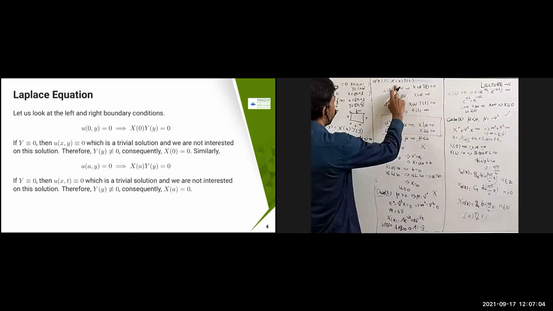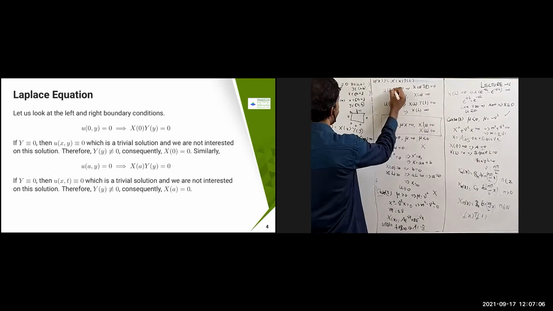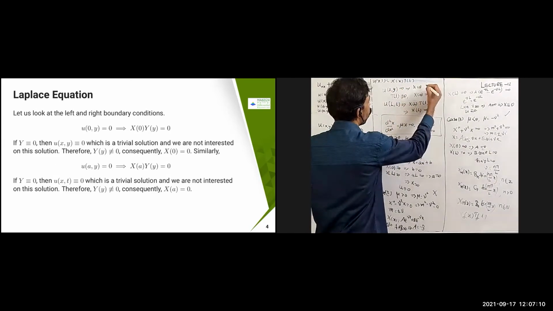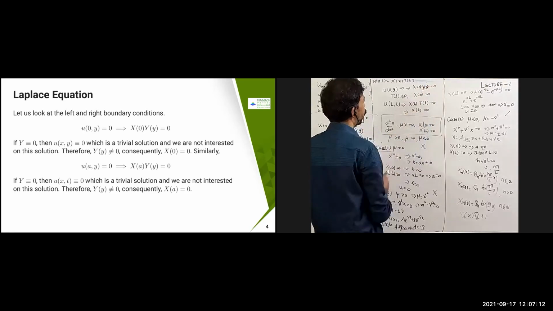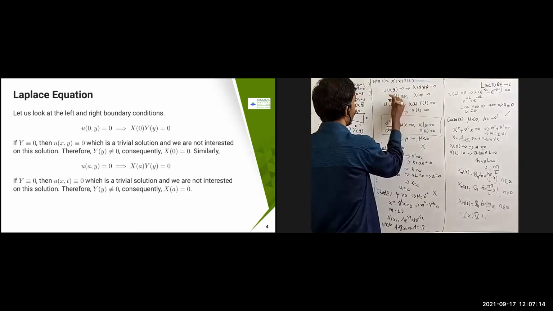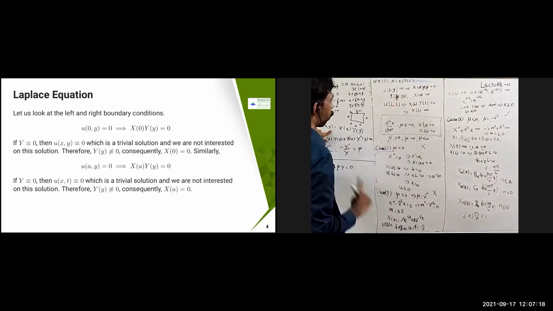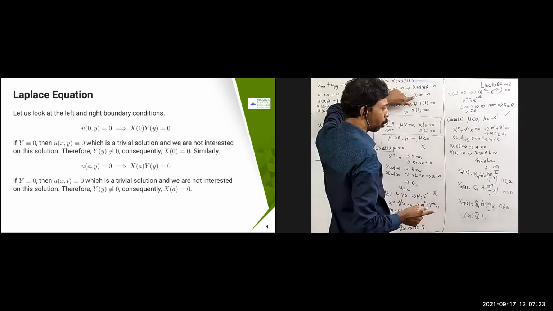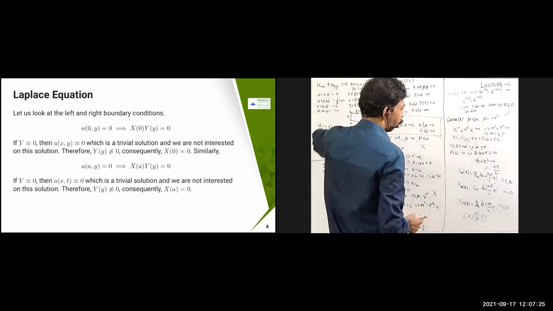So here u of 0 comma y equal to 0 is given. Therefore, x of 0 into y of y is equal to 0. Now again I'm going to assume y of y is not equal to 0. If y of y is equal to 0, this becomes 0. Therefore, you are going to get a trivial solution. Therefore, y of y is not simultaneously 0. That means x of 0 equal to 0. So this is going to be that.